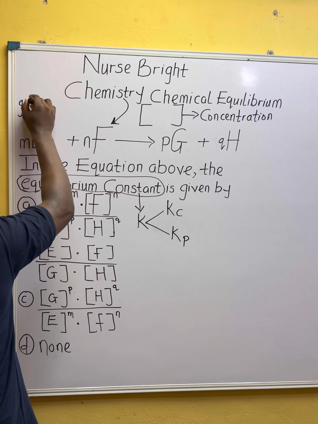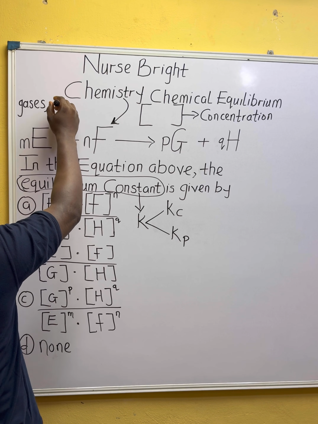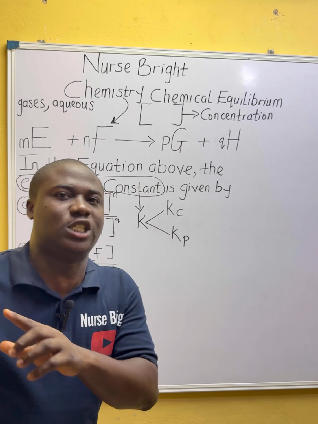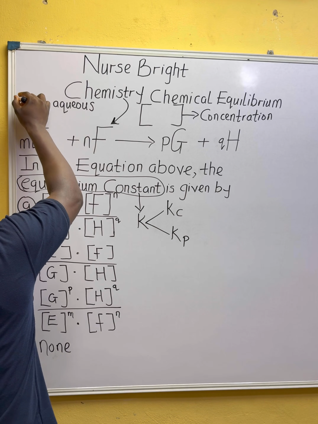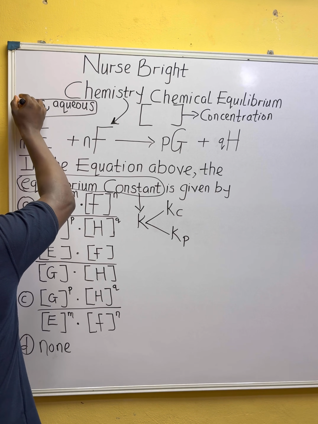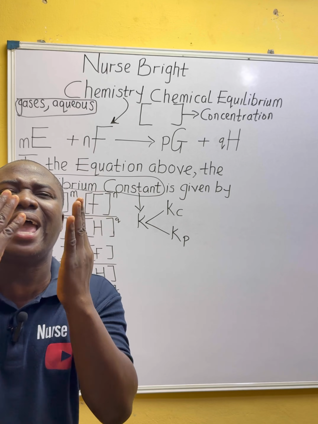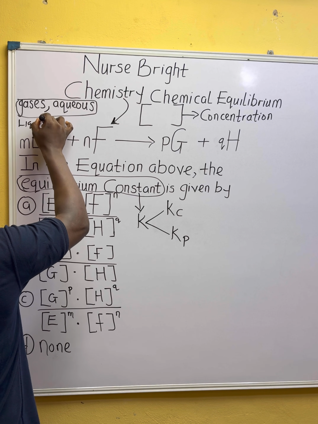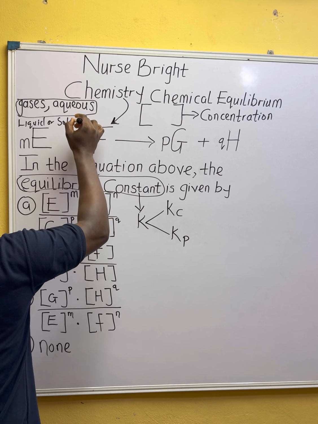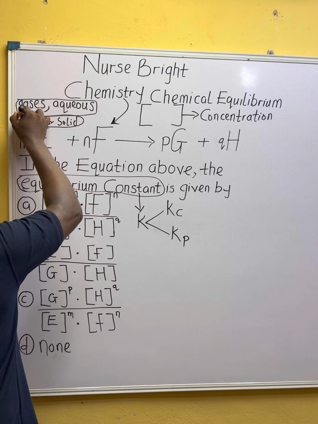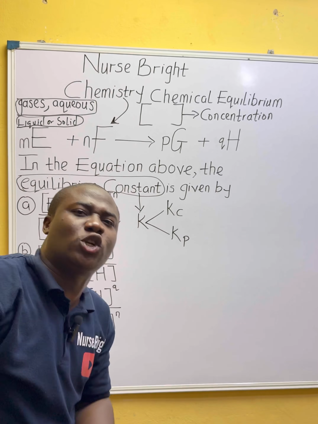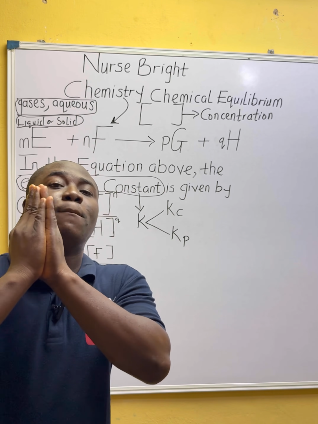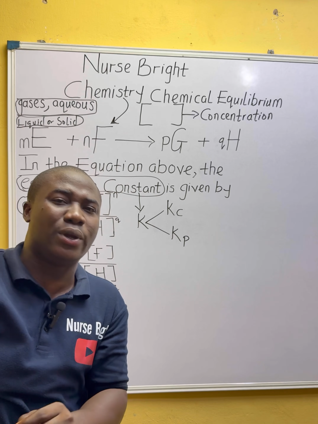Class, listen. Substances that are gases or substances that are aqueous. When a substance is aqueous, it simply means that that substance has been dissolved in water. So listen, any substance that is a gas or aqueous species, they do appear in the expression. But any substance that is liquid or solid, they don't appear in the expression. We don't write them in the expression. This is because solids and liquids are taken to be one. But just note it, guys. Solids and liquids don't appear in the expression.